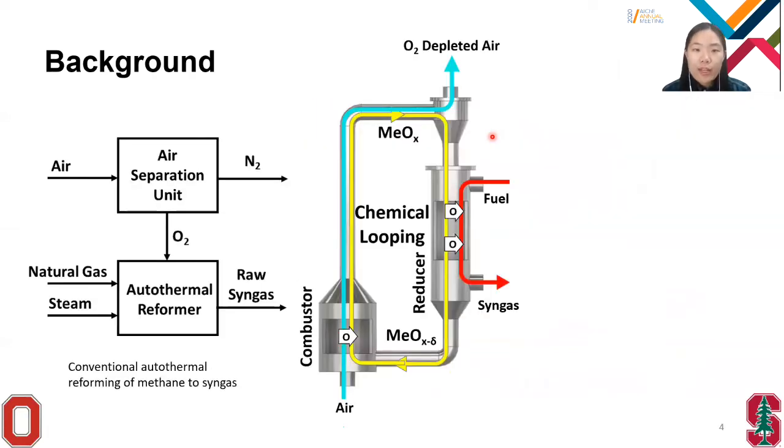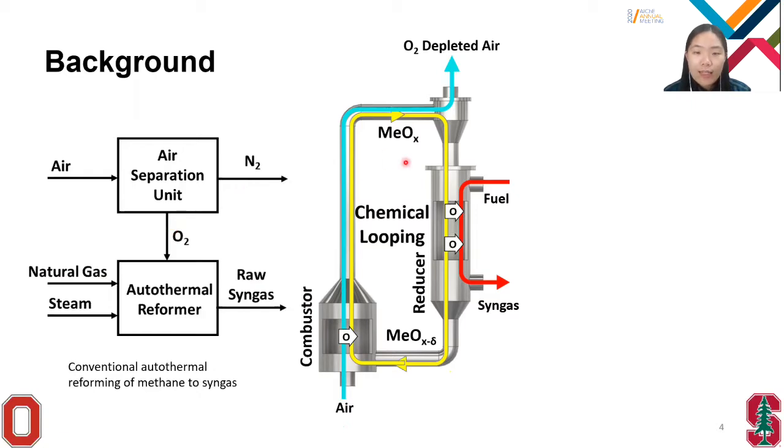The two figures here show the conventional autothermal reforming of methane to syngas compared with chemical looping partial oxidation of methane. For conventional autothermal reforming, there are several drawbacks. First is the highly energy-intensive air separation unit. Second is the mixture of natural gas and oxygen, which can cause the risk of explosion.